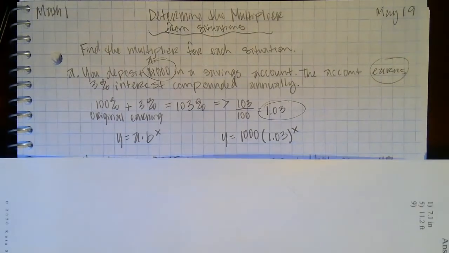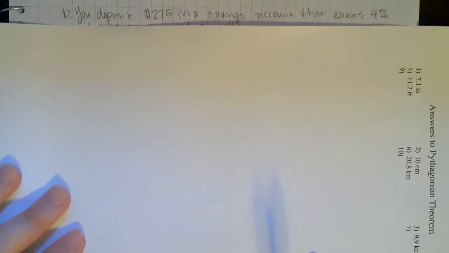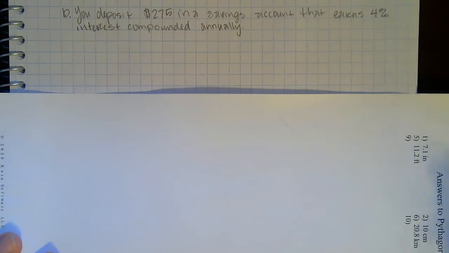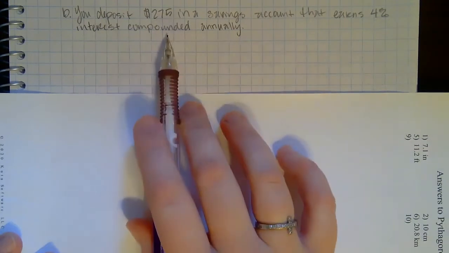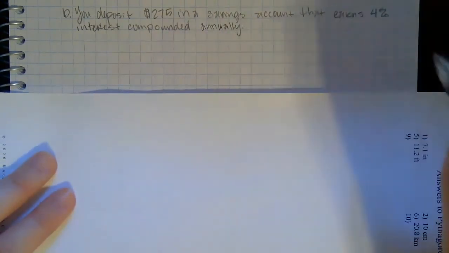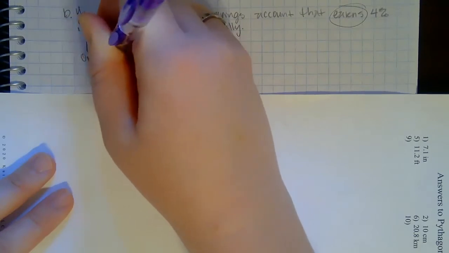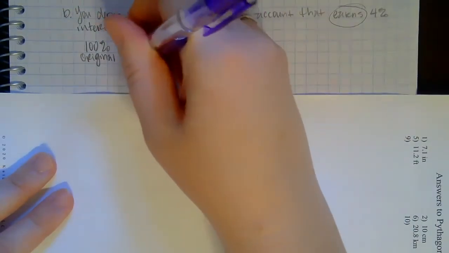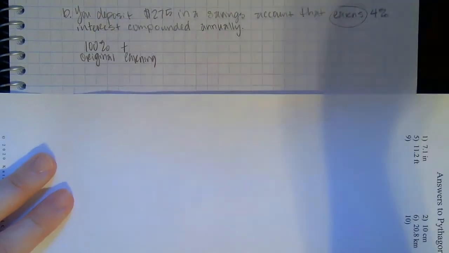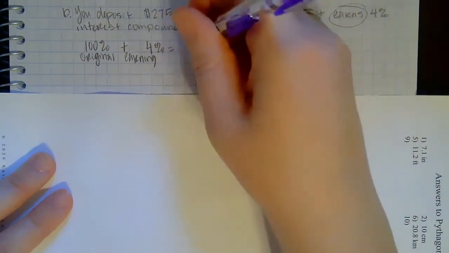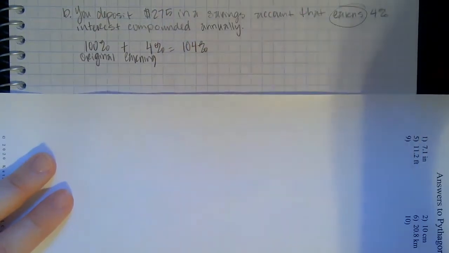Okay, let's look at another one. Just going to do some practice here. Okay, so you deposit $275 in a savings account that earns 4% interest compounded annually. So again, compounds, we're talking about exponential. It's earning, again, 4%. So again, we have the original 100%, right? And then it's earning, so that's adding, earning 4%. So then that's a total of 104%, which we need to write as a decimal.